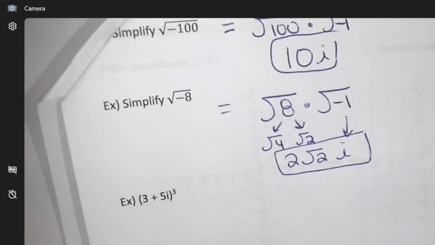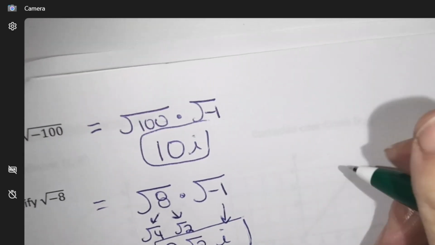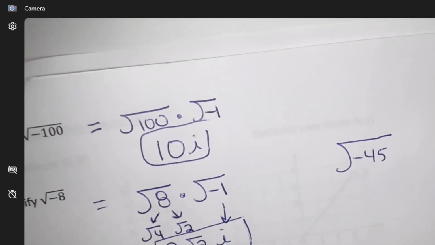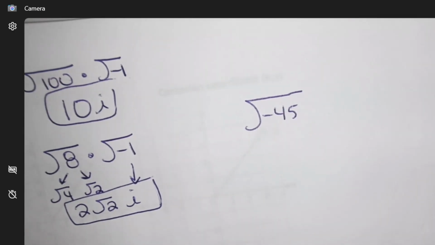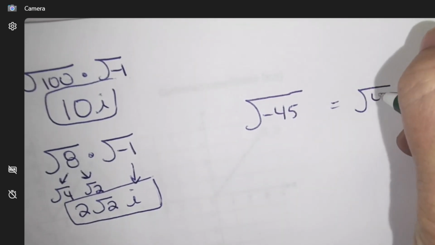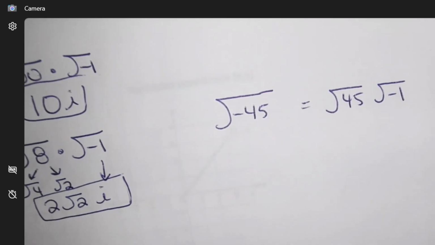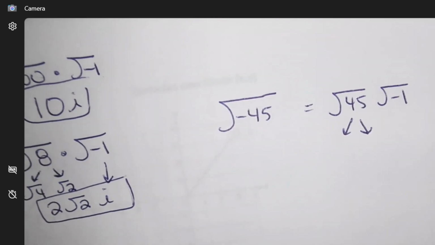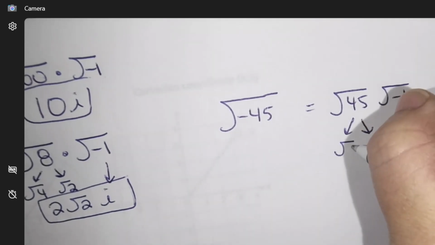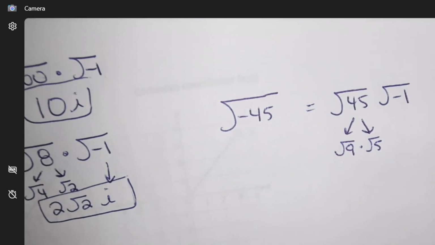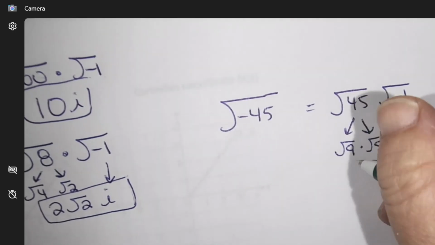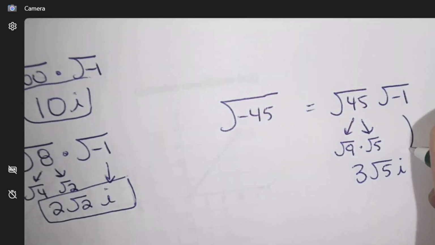Do I need another one, or are you okay? You're fine? Another one? If I did the square root of -45. What perfect square is 45 divisible by? 9 times 5. And then what's the square root of 9? 3 root 5.